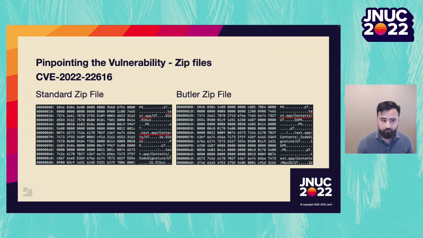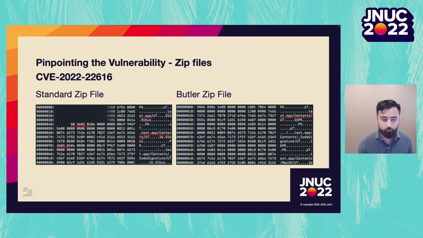And in a zip archive, we have local headers. These are denoted by the bytes 504B0304. And we noticed something that's quite interesting. In the standard zip archive that we created that isn't able to bypass Gatekeeper, the first local file header is pointed to test.app. In the one that was able to bypass Gatekeeper, the Butler one, the first local file header is pointed to test.app/contents. So this is quite interesting.